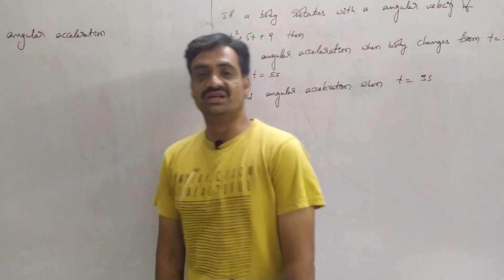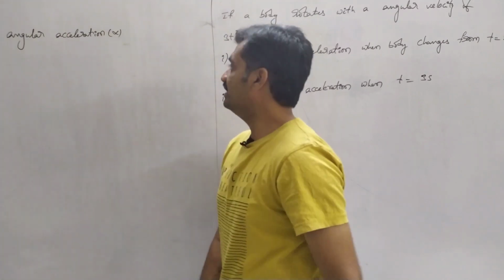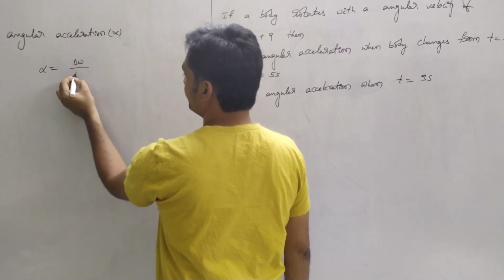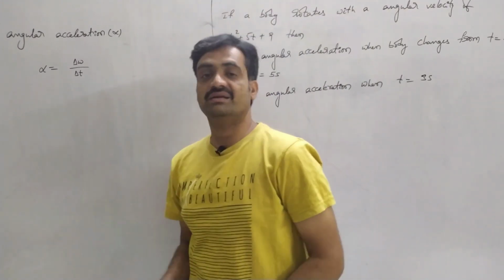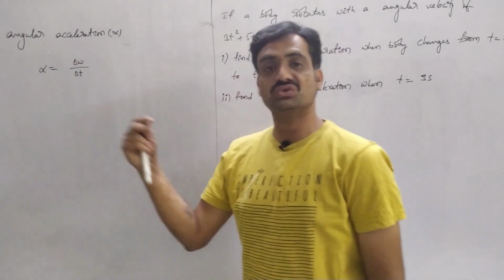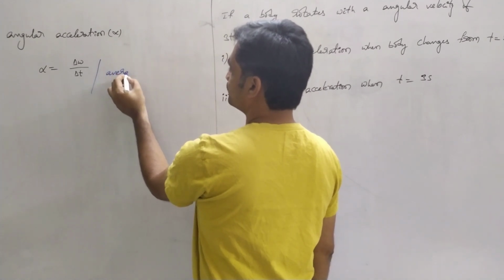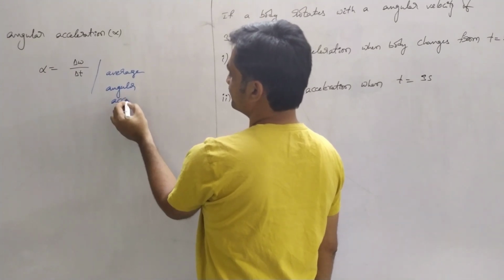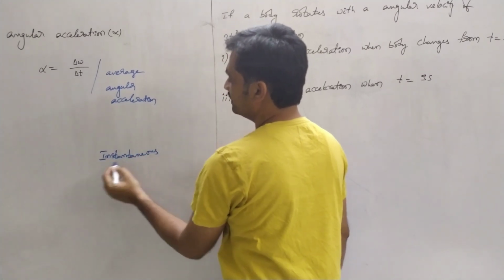Now we are going to discuss angular acceleration, where angular acceleration is represented by alpha, where alpha is given as change in the angular velocity by change in the time, or time taken. Change in the angular velocity by time taken represents angular acceleration. This acceleration has two types. First one is average angular acceleration, and the second is instantaneous angular acceleration.